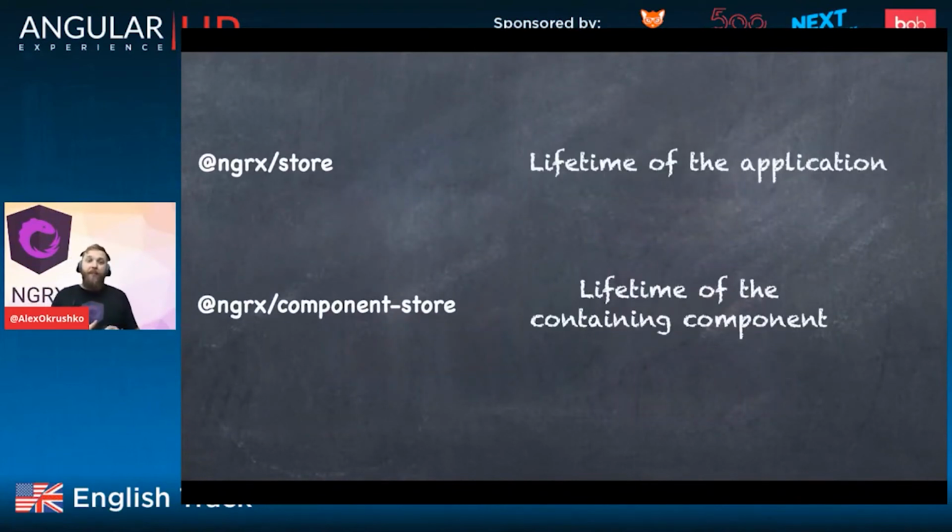And the other bigger difference is NgRx store lives for the lifetime of the application, right? So it's always there. If you need to clean it up somehow, there are actions to clean up. But anyhow, it lives the entire life cycle. And component store, it could be for the life cycle, but in most use cases, it's really designed to live within the lifetime of the containing component. Right? This is a bigger difference.